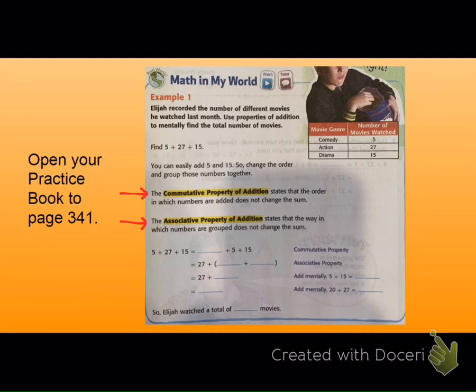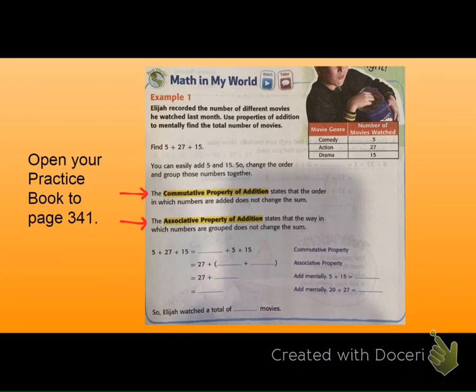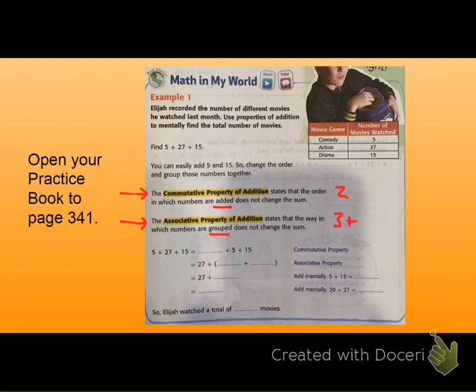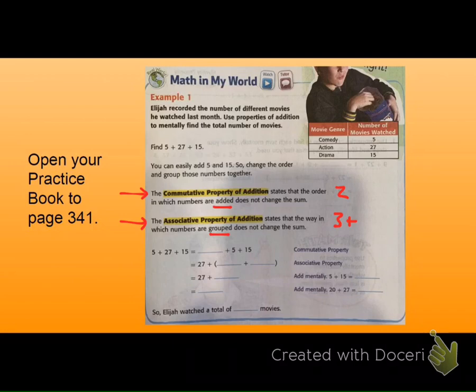Commutative states that the order in which numbers are added does not change. Associative states the way in which numbers are grouped does not change. So we have two different differences there. And really you think of this as 2 numbers, and you think of this as 3 or more numbers. All right, so let's take a look. Let's use these properties to solve this problem mentally.